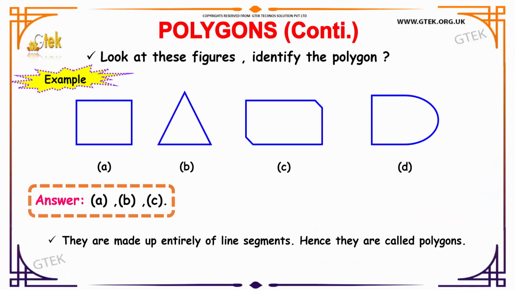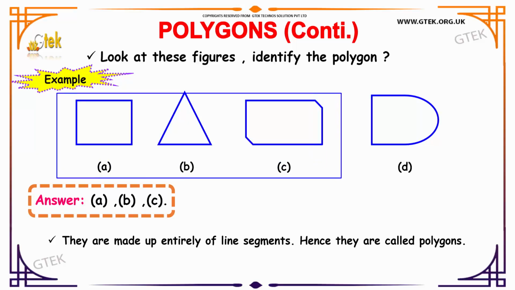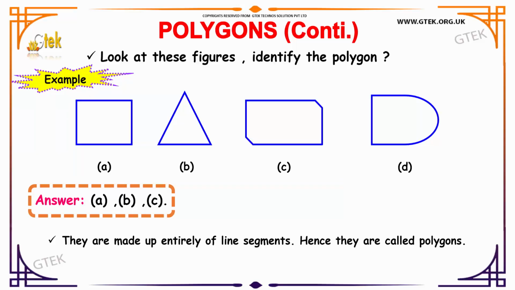Next, we have an interesting problem to solve. Look at the figures given below. You have to identify the polygon. The answer is A, B and C, because these three are mainly made up of line segments, whereas option D has a curve which is not a line segment. Hence, the first three options are polygons.